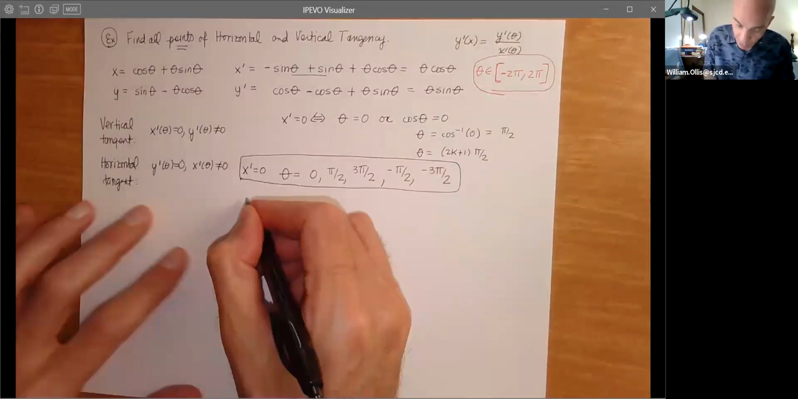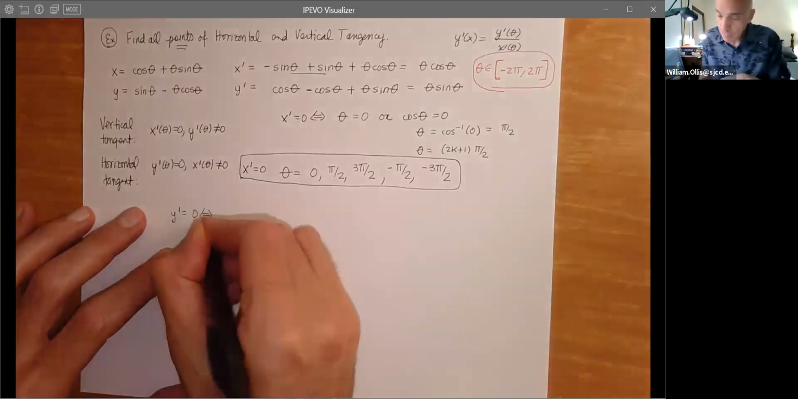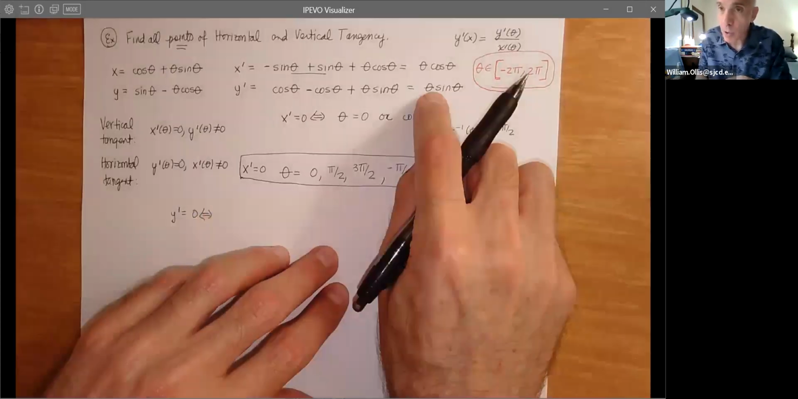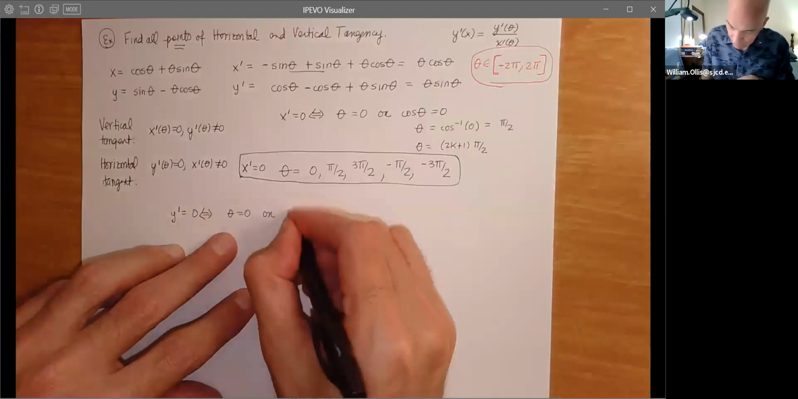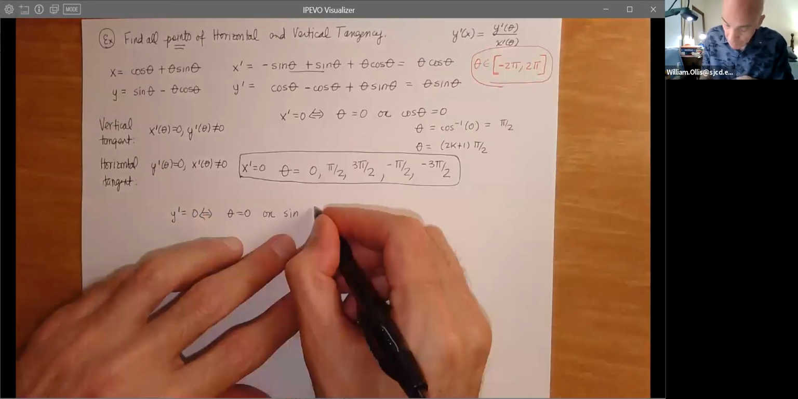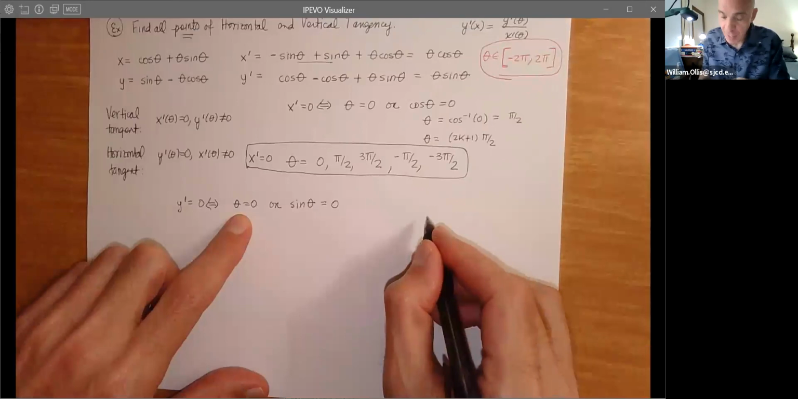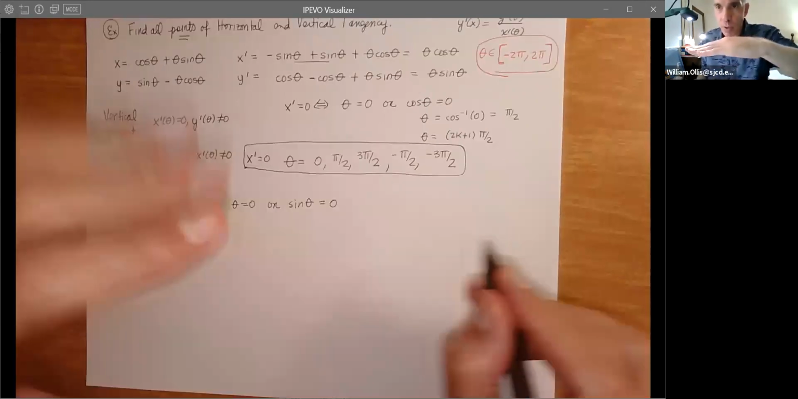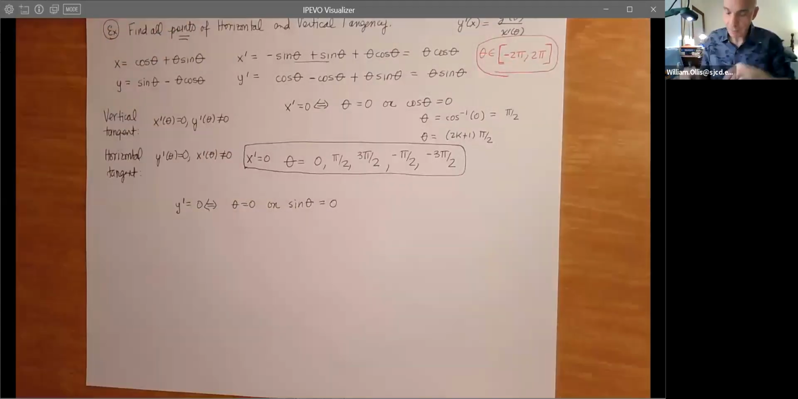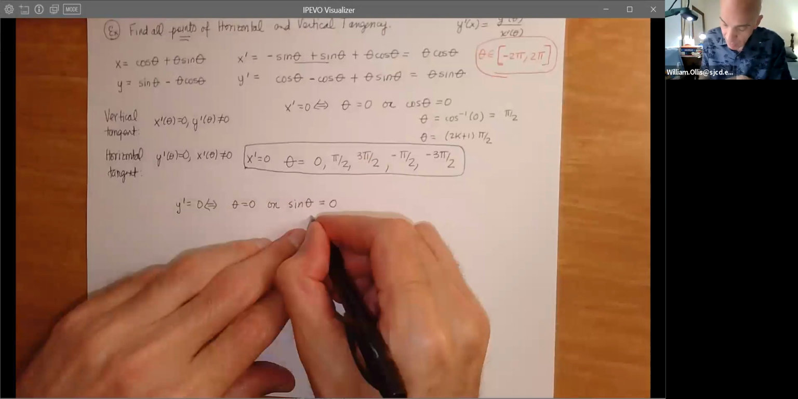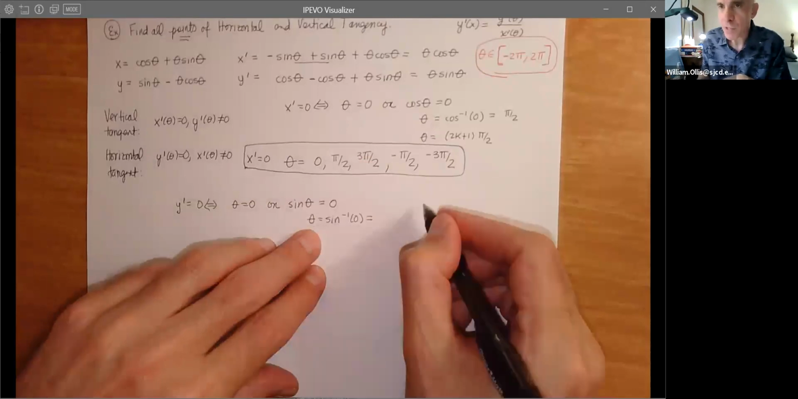So now let's do the y prime. So y prime equals 0 if and only if, well, let's just look here, theta is 0 or sine theta is 0. So now, of course, we have 0, that's fixed. But now for sine equal to 0, we're looking here. We're on the x-axis. That is 0, pi. So we could say theta, what's the inverse sine of 0? Well, technically it's 0.